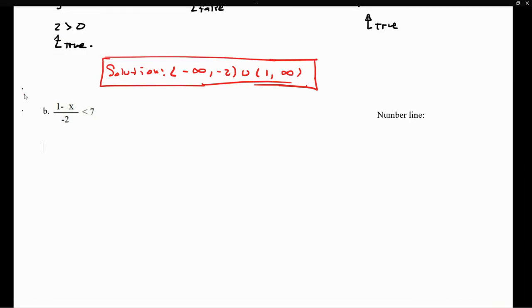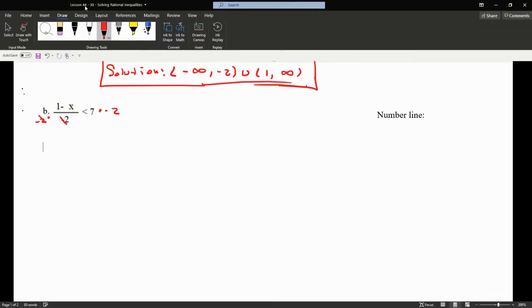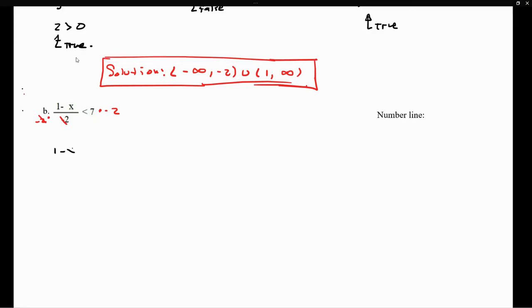How do I do that? Well, what happens if I multiply -2 to both sides? If I multiply -2 to both sides, this -2 is going to cancel out with this -2. So now I have 1 minus x. But remember that when you multiply, you have to switch the direction of the inequality. So now it's facing to the right. And 7 times -2, that's -14.